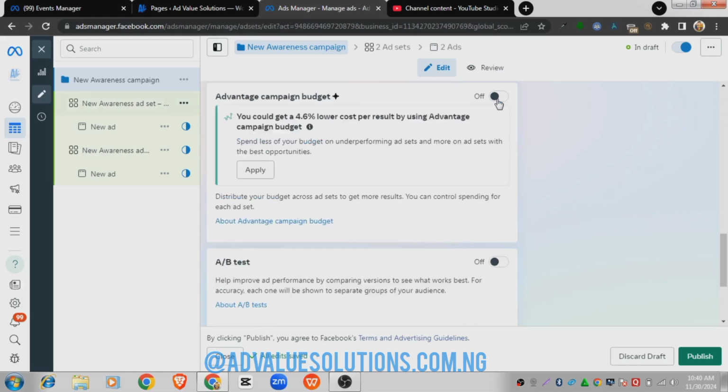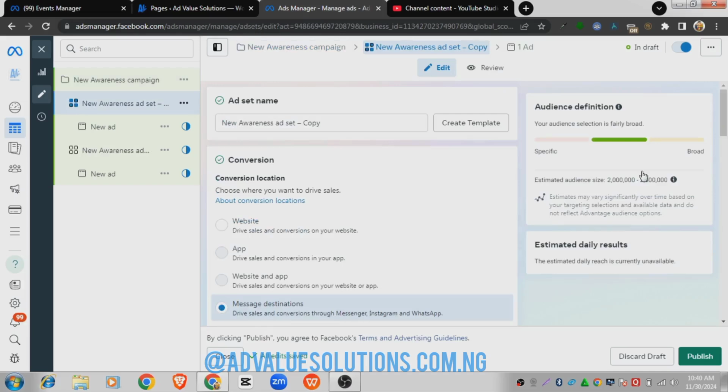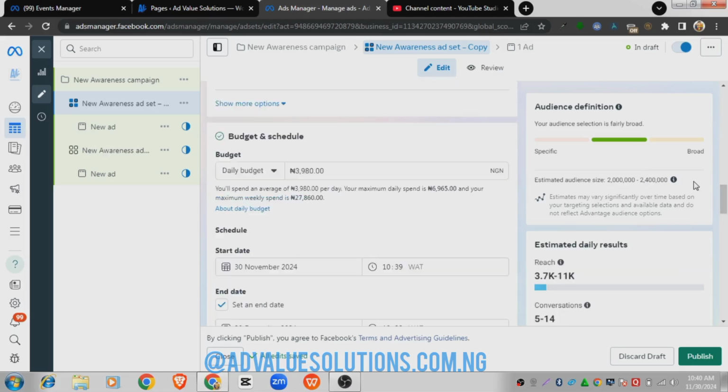So let me just show you. I've turned this off now, so let me show you where it is going to appear. Okay, see it here now. So you can either select daily budget or lifetime budget. Understand? So that is that.